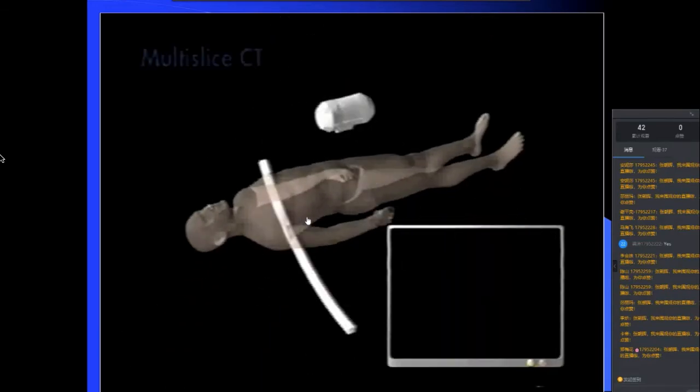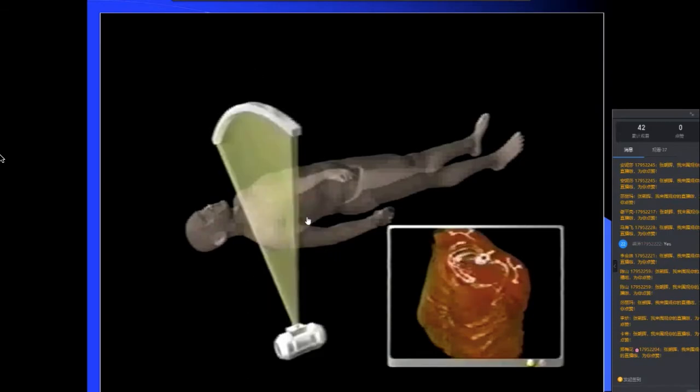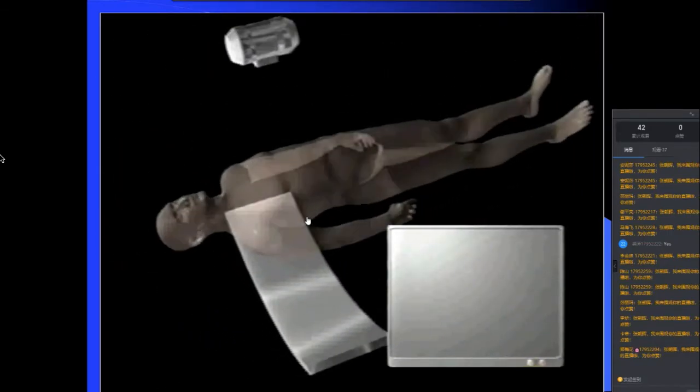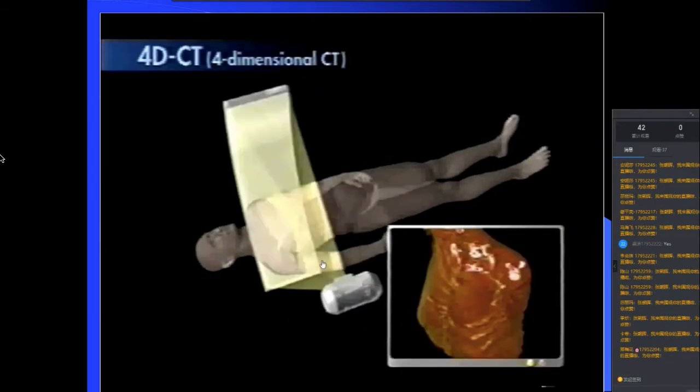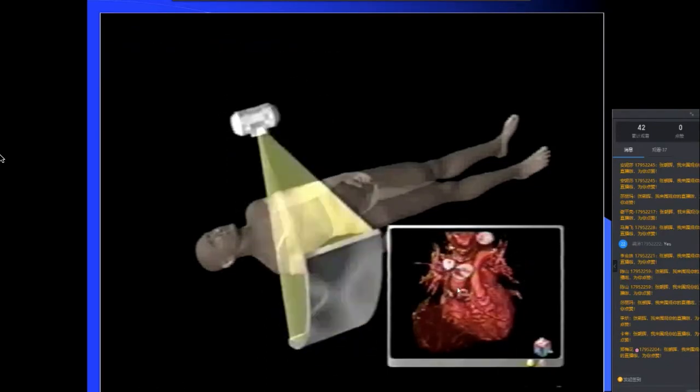So what is 4D? The 4D means fourth dimension. The fourth dimension is time. The current multi-slice CT can be used to do CT fluoroscopy. You can see the movement of the heart. So CT has developed a great deal from the earlier conventional CT scanner.